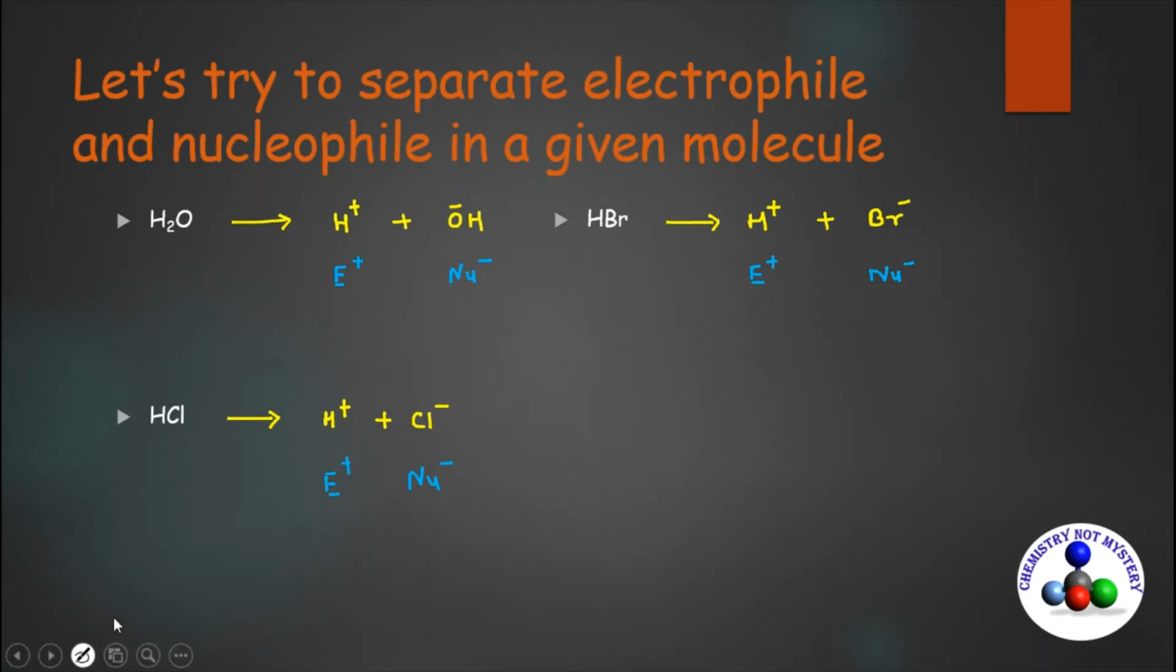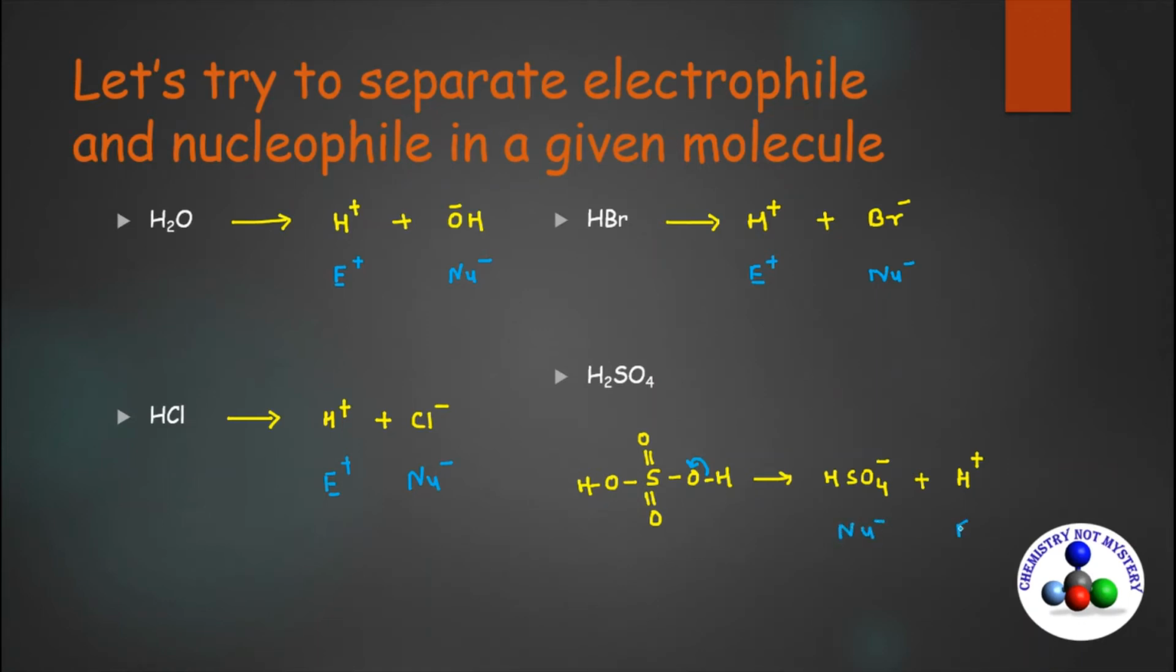H2SO4 is an acid. You must know its structure, S double bond O, OH, OH. When it splits into HSO4- and H+, H+ is an electrophile and HSO4- is a nucleophile.